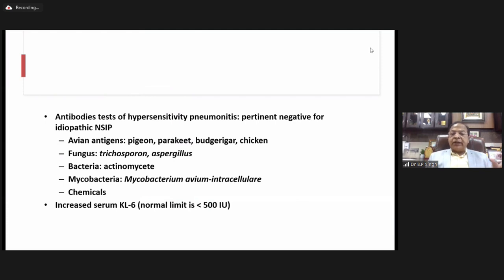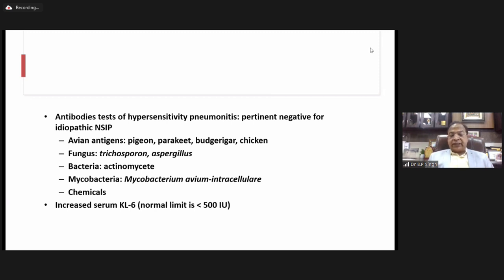Antibody tests for HP, hypersensitivity pneumonitis, are usually negative in the idiopathic NSIP. And all these antigens, you know: the avian antigens, the pigeon, the parakeet, the budgerigar, and chicken. Fungi like Trichosporon and aspergillosis are important ones. Bacteria, the actinomyces, are very important for HP, and mycobacteria like Mycobacterium avium intracellulare, and chemicals.